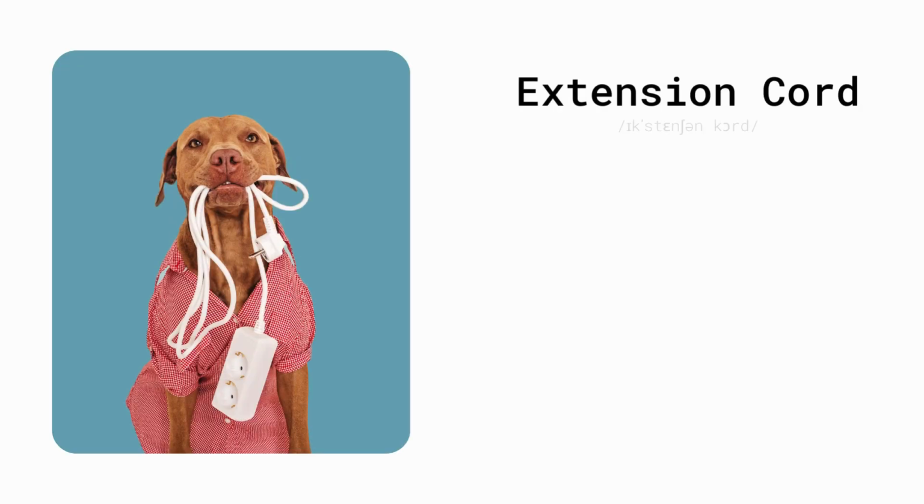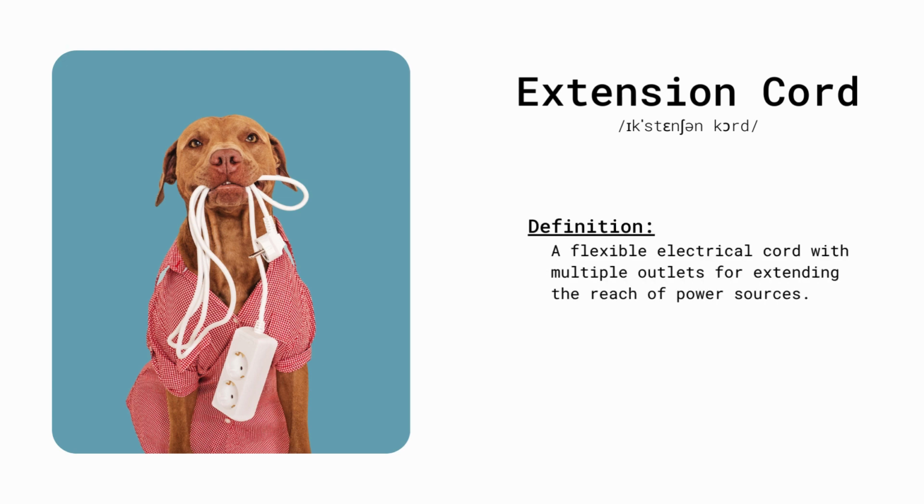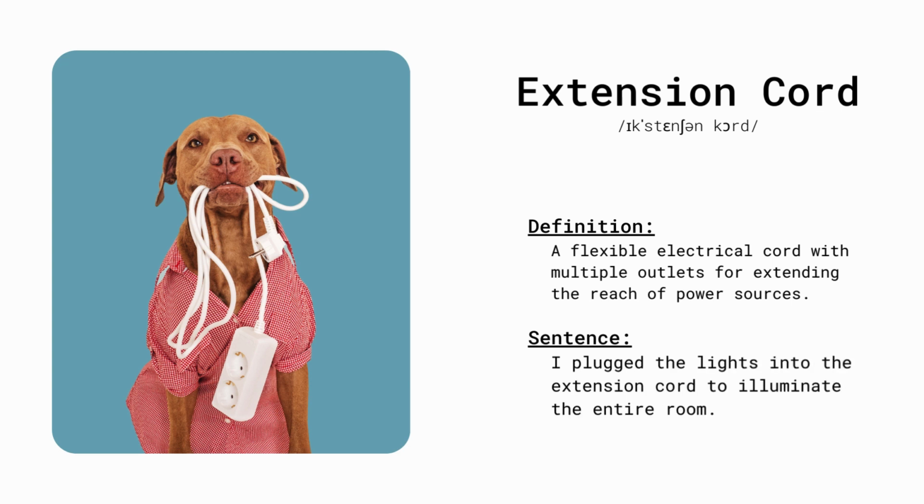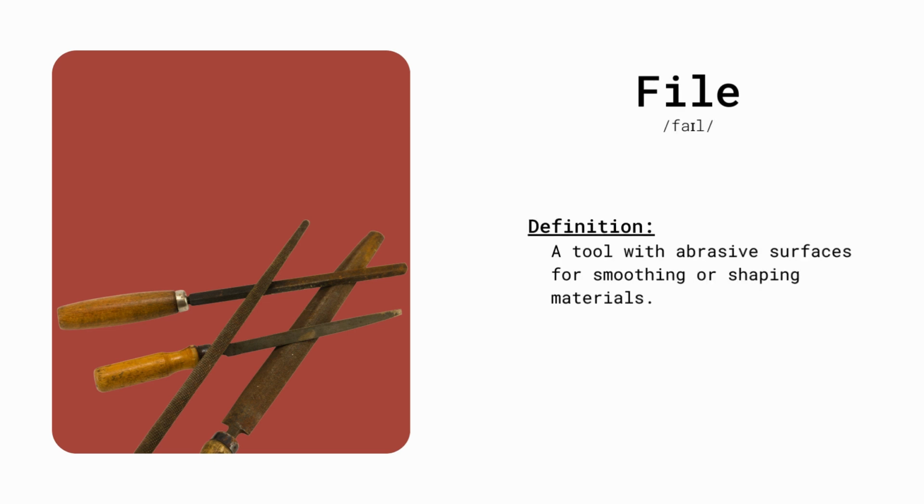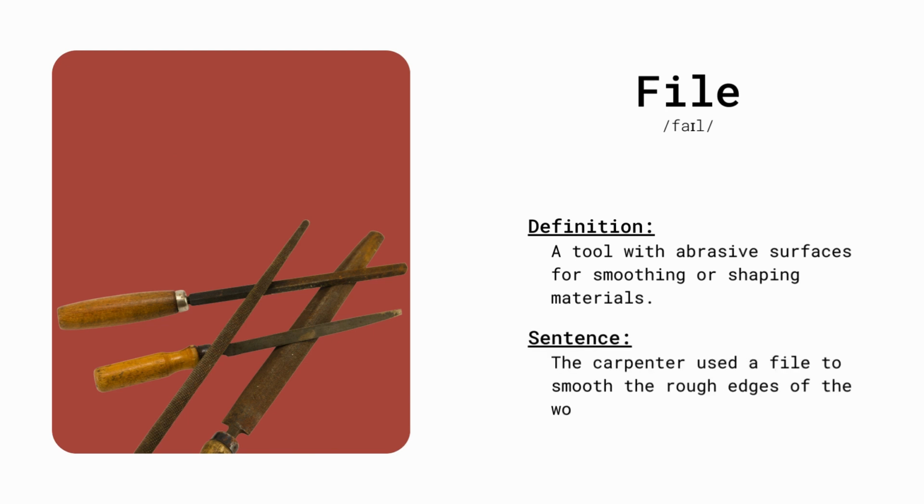E is for extension cord. A flexible electrical cord with multiple outlets for extending the reach of power sources. I plugged the lights into the extension cord to illuminate the entire room. F is for file. A tool with abrasive surfaces for smoothing and shaping materials. The carpenter used a file to smooth the rough edges of the wood.